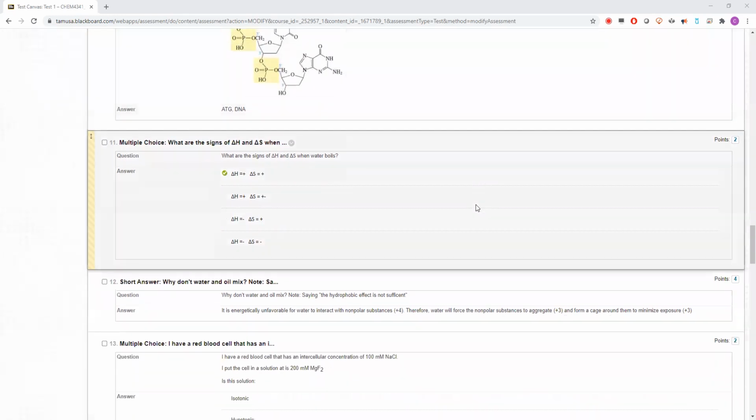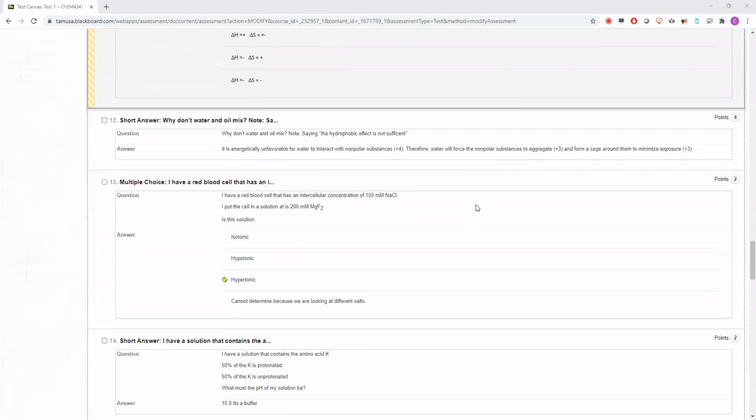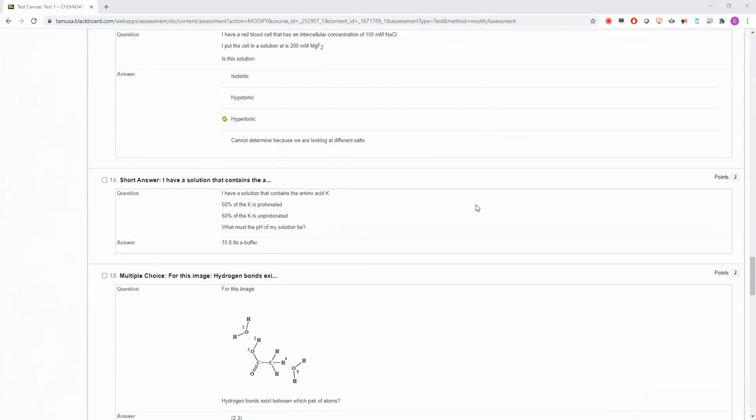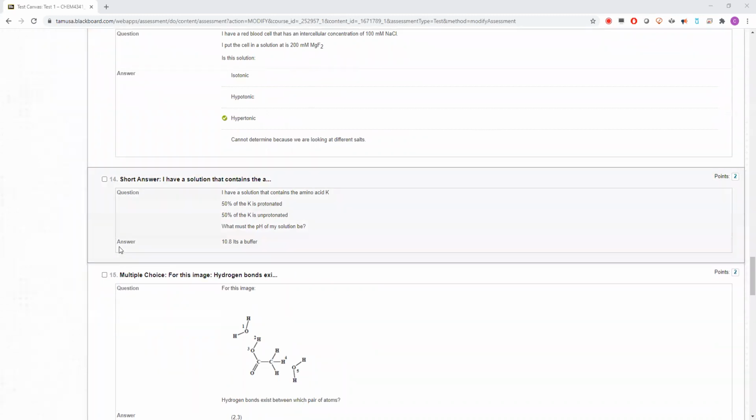Number 12 there. 13, another multiple choice. 14, we went over this question right on Wednesday before the test. So it's a buffer. So I'm looking for what is the pKa.